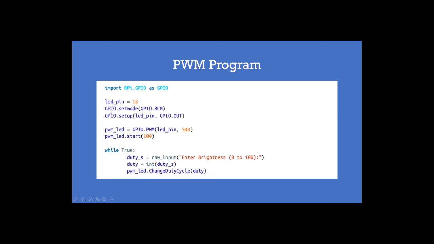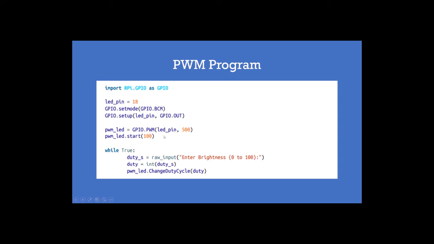And this line, GPIO set mode, is setting the IO mode, or the pin mode, as BCM mode. Then the next line, GPIO setup, is configuring your LED pin, that is pin number 18, as an output port. Then in the next line you can see we are setting up the pulse width modulated signal parameters. We have an inbuilt function, GPIO.PWM, which can be used to set up or generate a pulse width modulated signal.